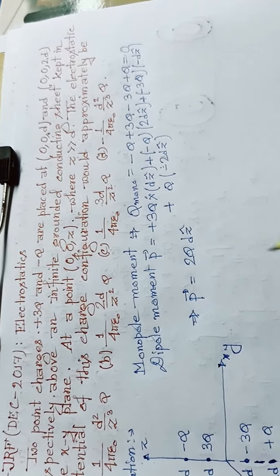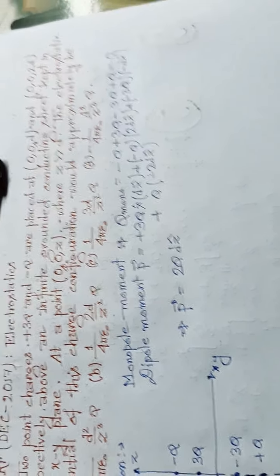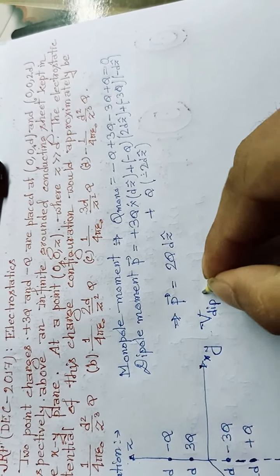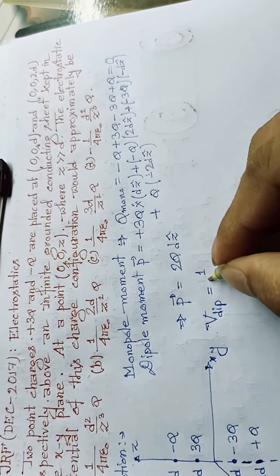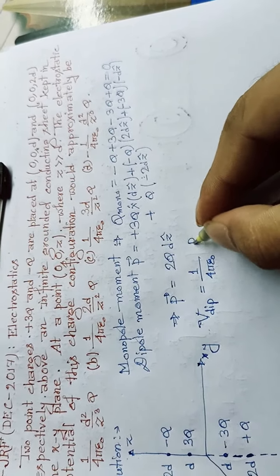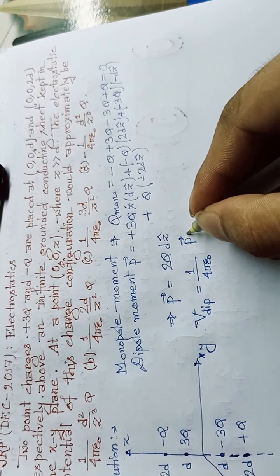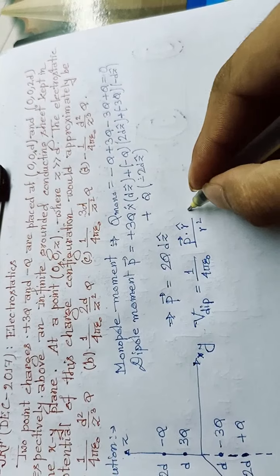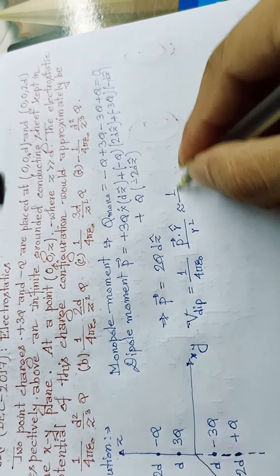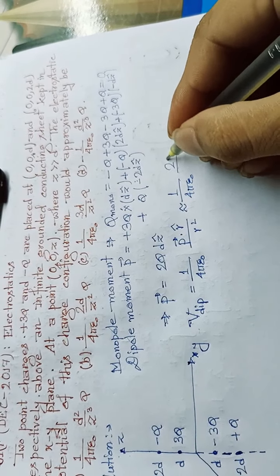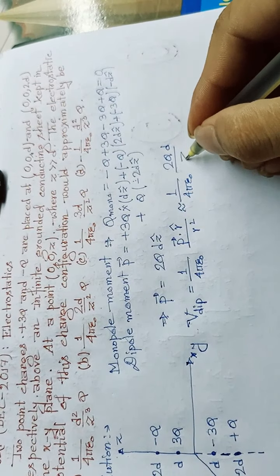Now the dipole potential, V dipole, is represented as 1 divided by 4 pi epsilon naught, P dot r cap divided by r squared, which is approximately equal to 1 divided by 4 pi epsilon naught times 2qd divided by z squared.